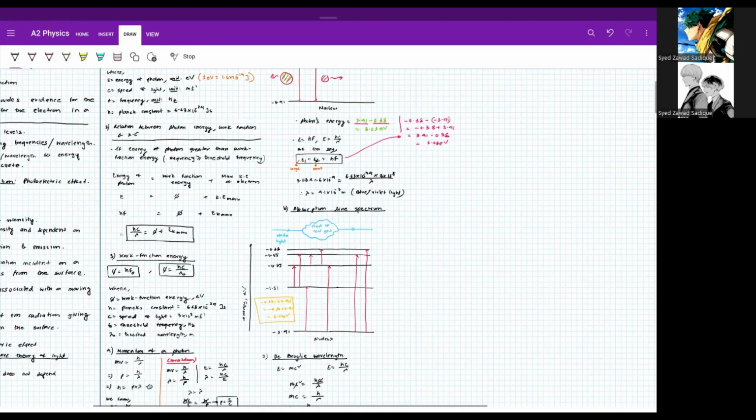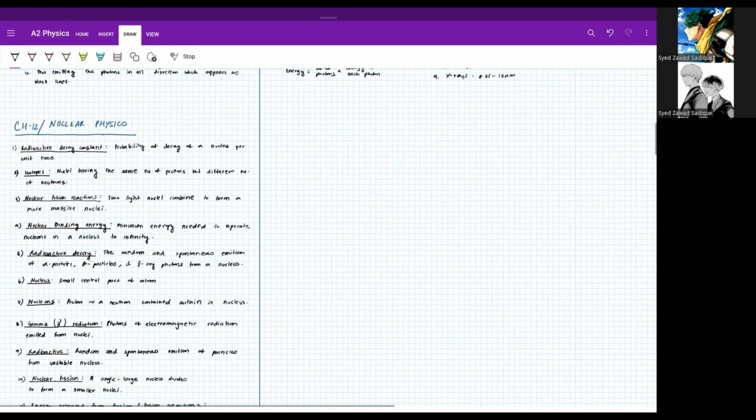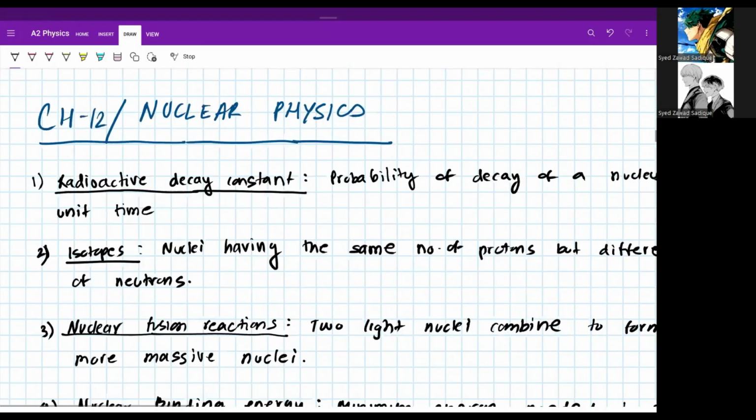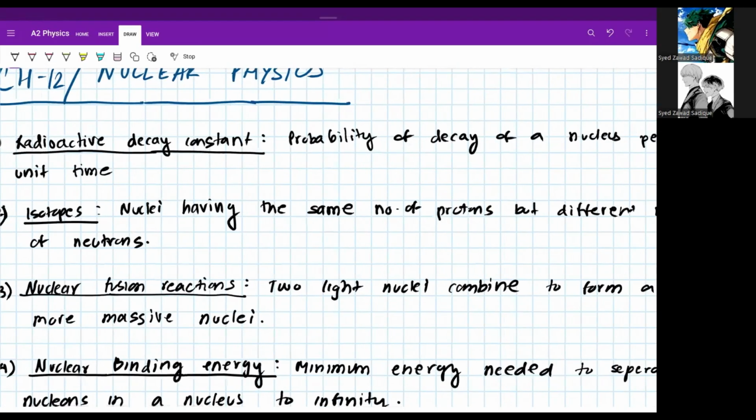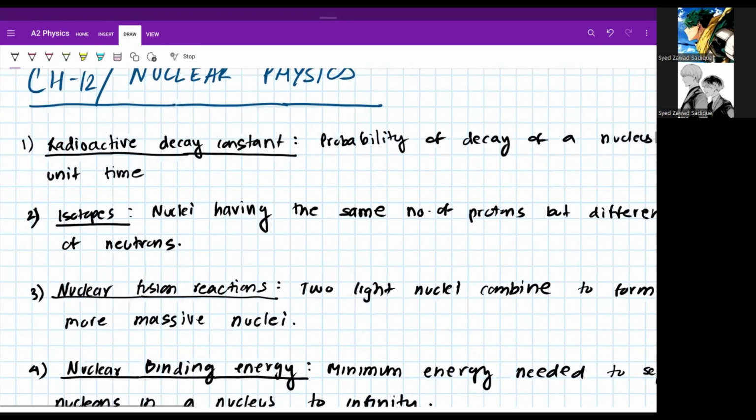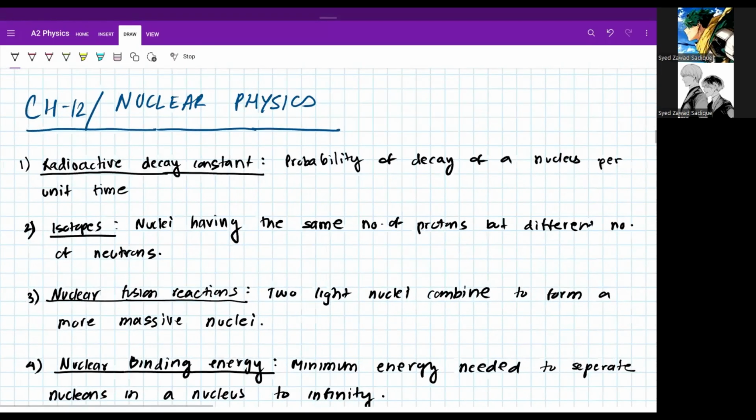Now let's move on to nuclear physics, chapter 12. In nuclear physics, we have mostly definitions and a few conceptual questions. Number 1 is radioactive decay constant. It is the probability of decay of a nucleus per unit time.